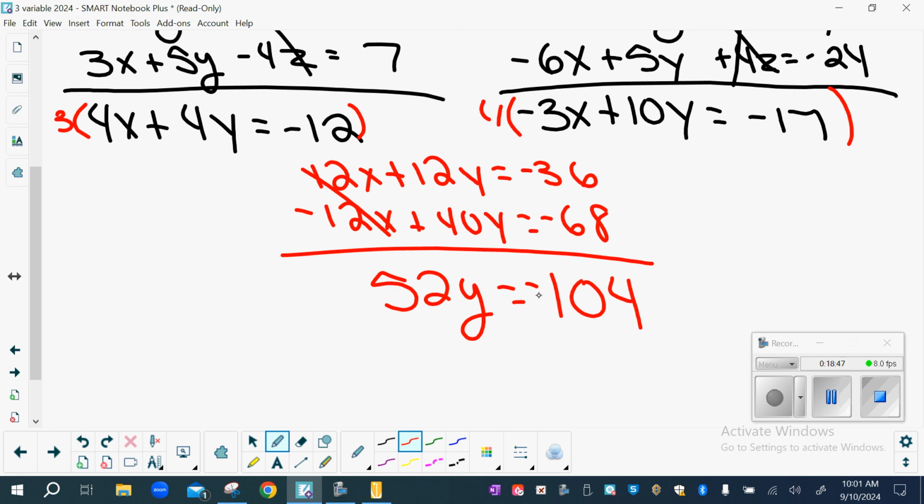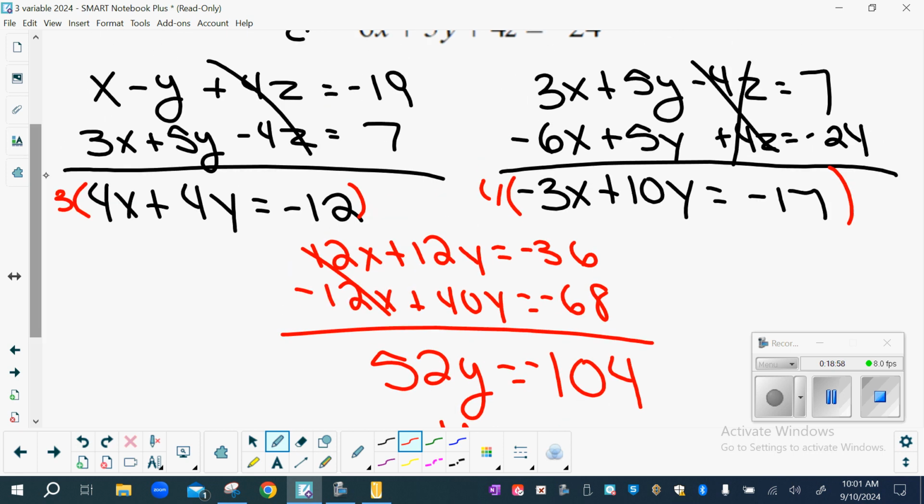Am I good? Did you get y equals negative 2? Wait, is it not negative 4? Negative 4, oh, no. Back up here, it was 4x, 4y, negative 12. I just multiplied by 3. And I did this one because he's negative, I didn't have to do anything.